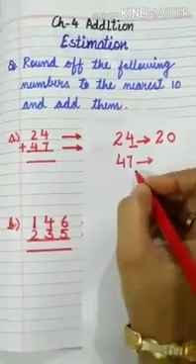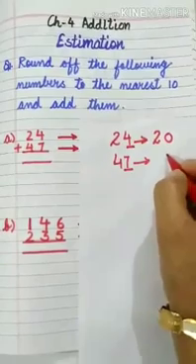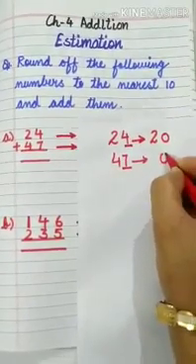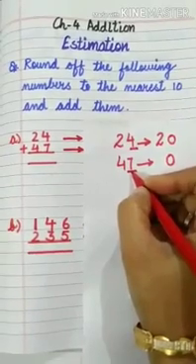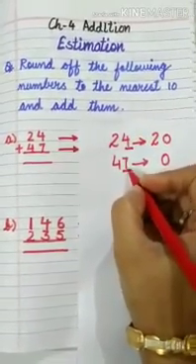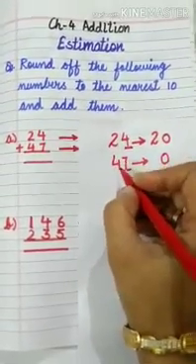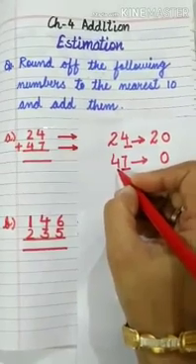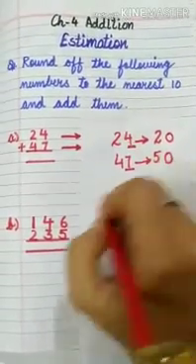Right? Now what is the first step? Just underline the ones place. Second step, write down 0 at the ones place. Now compare the 7 with 5, right? As it is greater than 5, what do we have to do? We have to add 1 to the tens place, right? So we can add 4 with 1 and we get 5 here, right?